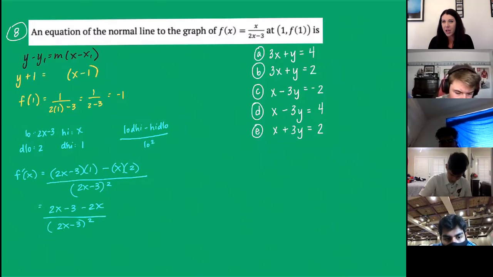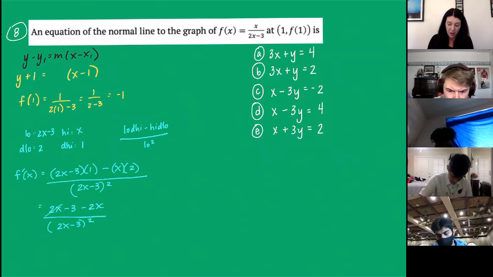You can't cancel out a 2x minus 3. Some of you try to do that. You can't simplify some things from the numerator and the denominator unless there's multiplication in that numerator. And since everything is addition or subtraction, we can simplify by combining like terms. We can get rid of that negative 2x and 2x. And so now we have negative 3 over 2x minus 3 squared.